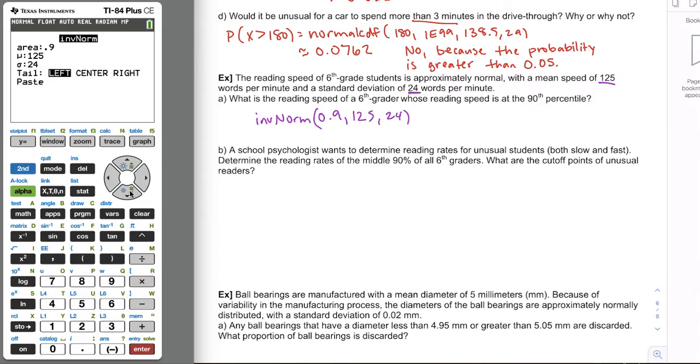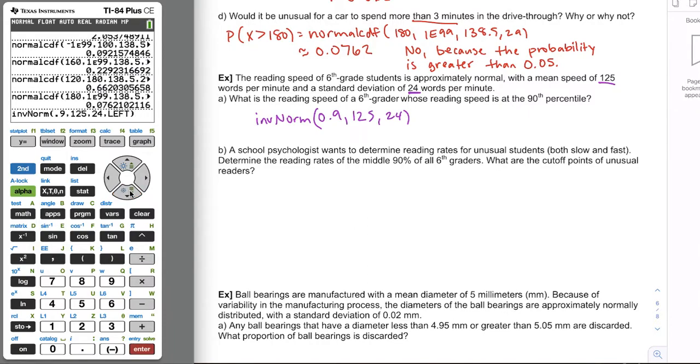I'm going to leave it as left because I think most of us might not even have that option, and left is the default. Okay, so that would be about 155.8 words per minute would be the reading speed of a 6th grader whose reading speed is the 90th percentile, meaning that 90% of 6th graders read at the same speed or lower.